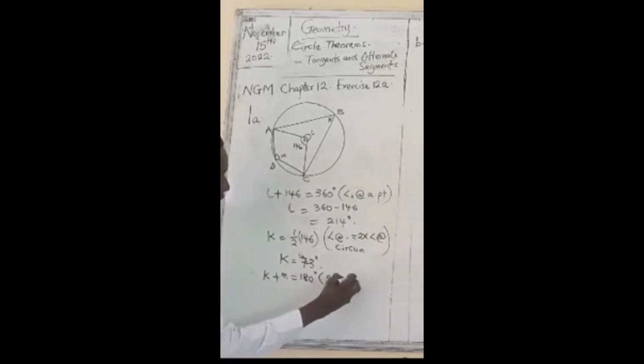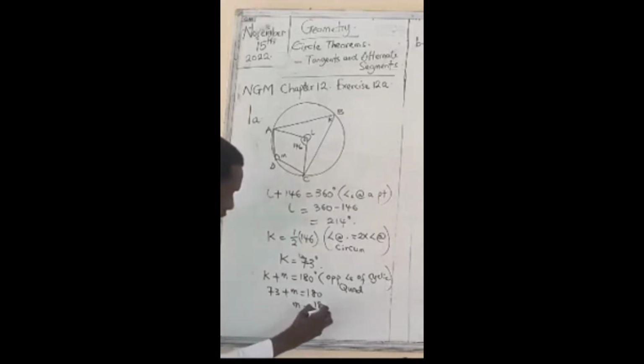Opposite angles of a cyclic quadrilateral. Or you can just simply say cyclic quadrilateral. Once you say cyclic quadrilateral, the examiner understands what you're talking about. So with that said, 73 plus M will be equal to 180. So M will be equal to what? Am I adding or subtracting? Beautiful. So 180 minus 73 will be equal to what? 107. Did I get that right?